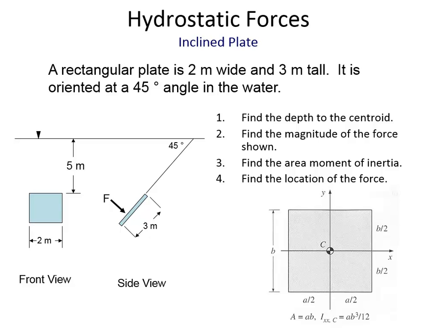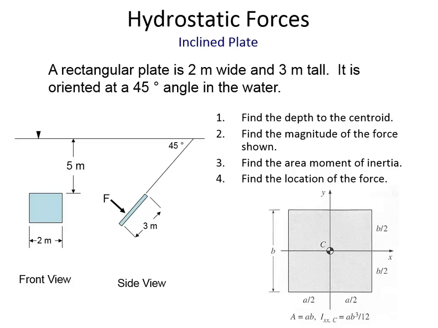All right, so here's another example. In this case, we have a plate that's at a 45-degree angle, and we want to find the hydrostatic force that's acting on the top part of that plate. And the steps that we need to go through is to find the depth of the centroid, the magnitude of the force, area moment of inertia, and then the location of the force.